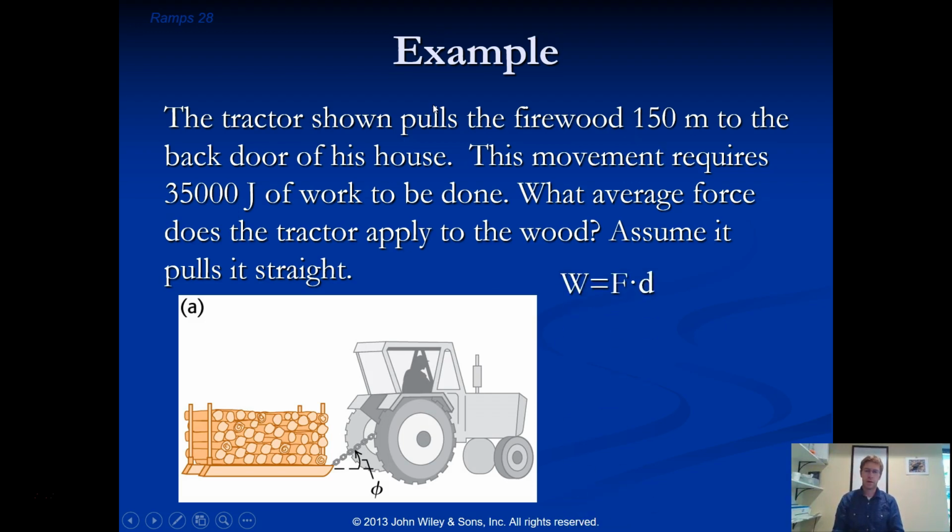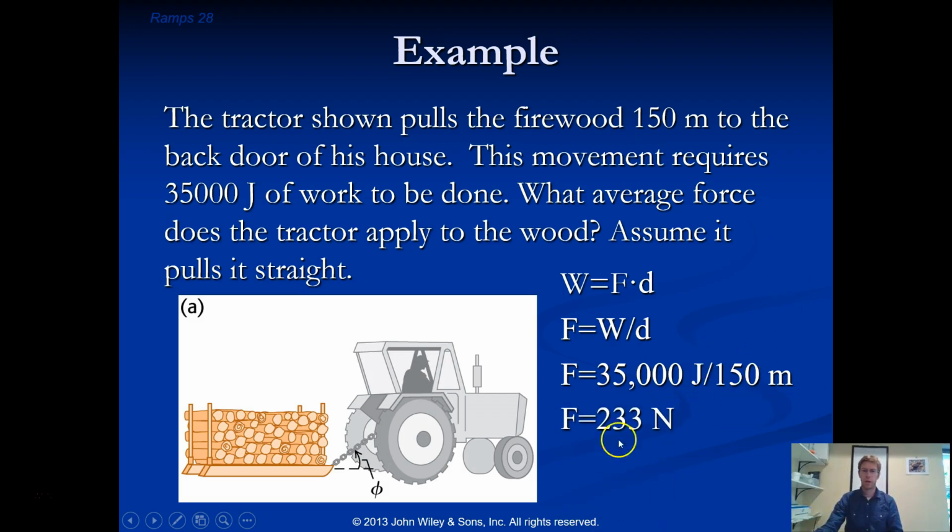Well, hopefully you did the calculation, but we know that work equals force times distance. And in this case, we're told the work and the distance. And so force, if we divide both sides by distance, should just be equal to work divided by distance. So the force should just be the 35,000 joules divided by the 150 meters, or as we plug in our values, we should find that the force is 233 newtons, which is, once again, box worthy.